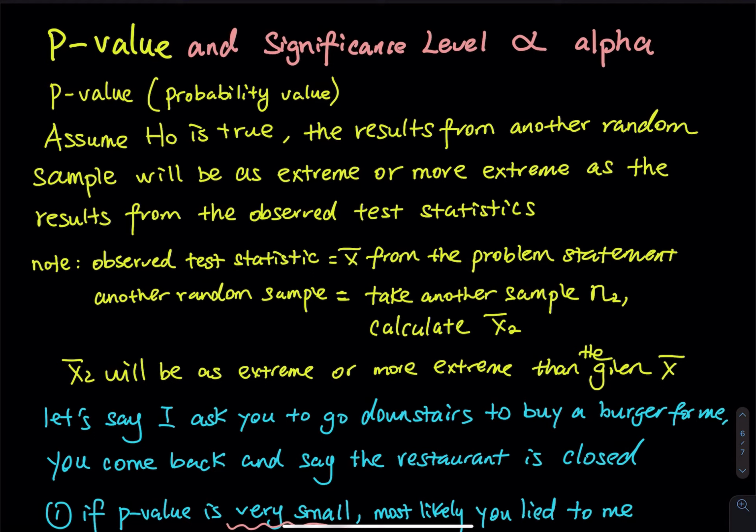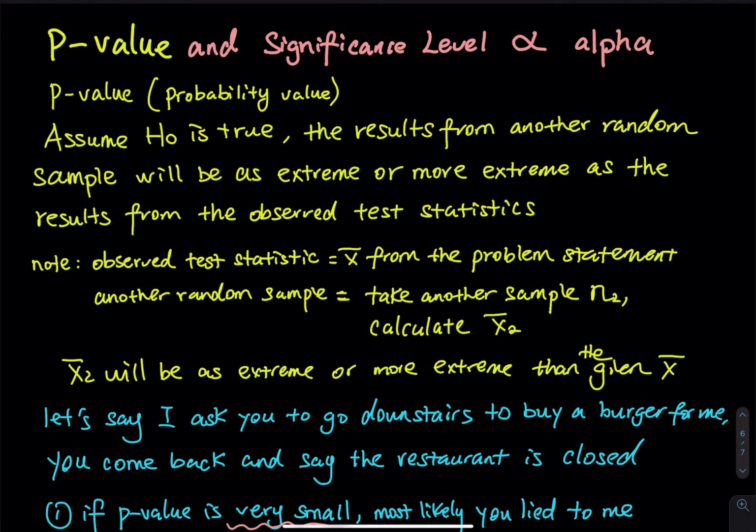So another random sample means you take another random sample. You have a sample in the problem statement, right? They tell you what the sample size is, and then they give you the X bar of the sample. Another random sample means you reach to the population, you grab another random sample, so let's just call that N2, and then you calculate the X2 bar. So now you have two samples, and each sample has their own sample mean. You have one from the problem statement, and another where you grab another sample from the population and calculate the sample mean.